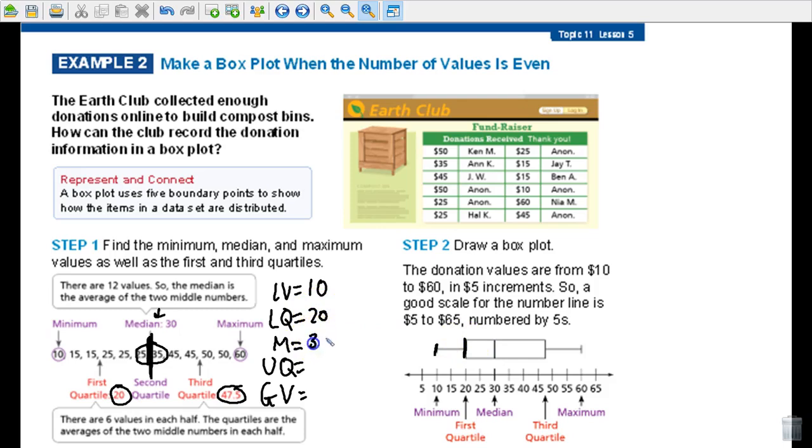Median, we said, was 30. Put the line there. UQ, or third quartile, is 47.5. You really got to try your best to get as close as possible. So they say that's where it's looking. And then the maximum or the greatest value would be 60. So we put our line. Then we just connect all the lines. Our little box of chocolates. And that's how you do it when you have an even amount of numbers.